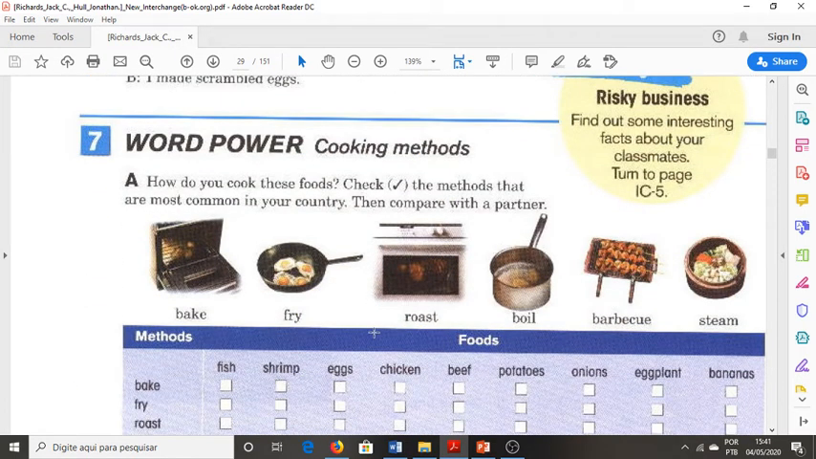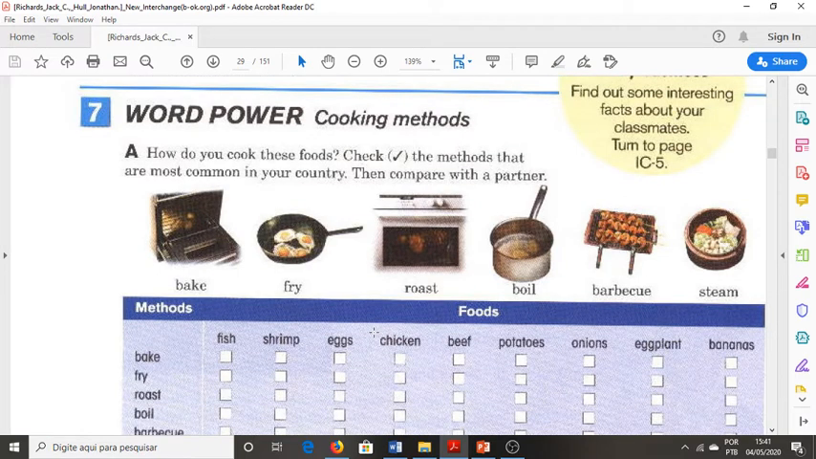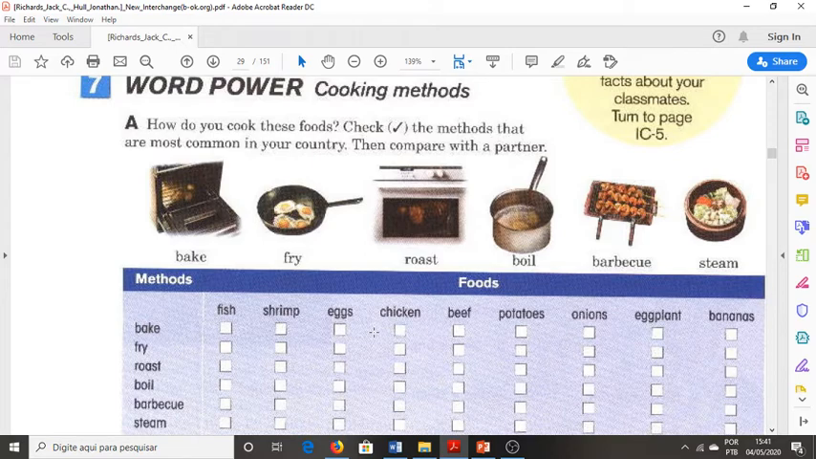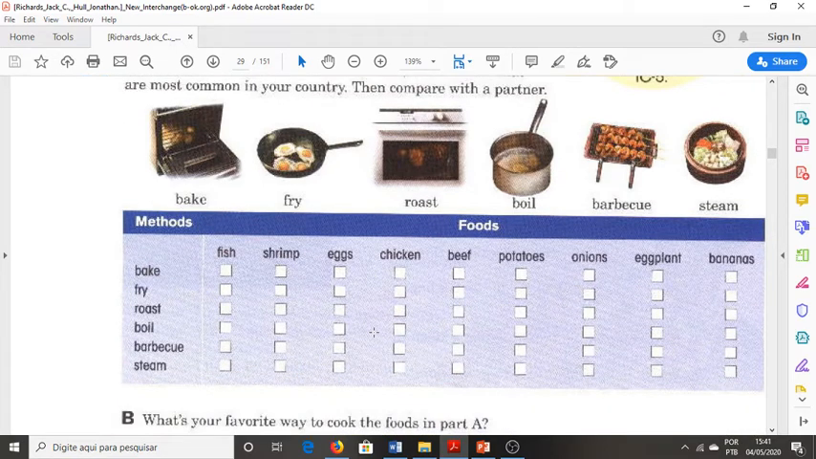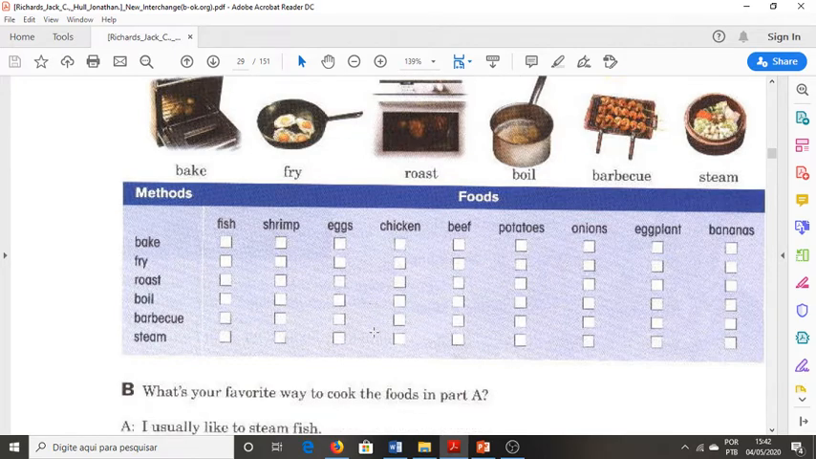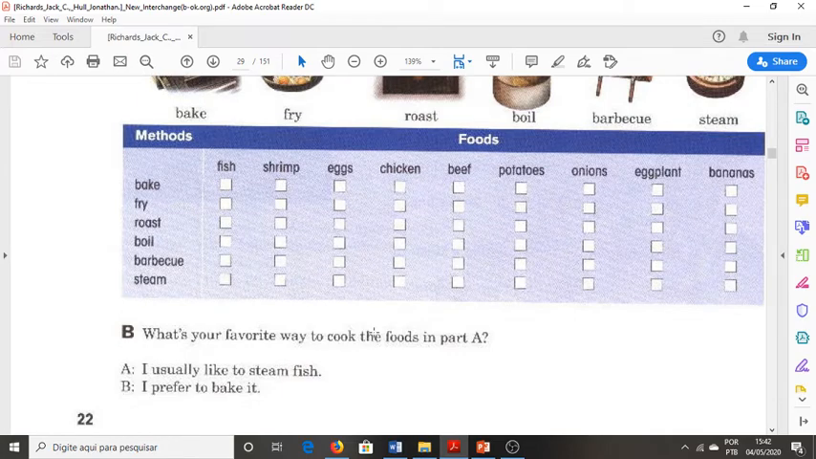And then there is another activity where they're going to put a check on their preferences. There is a chart with types of food and also how the food is done. For example, bake, fry, roast, boil, barbecue, or steam. Here it's also vocabulary build up. They're building up vocabulary, for example, the methods of cooking and the types of food. So, for example, baked fish, and so on. So it's also a vocabulary build up type of activity.